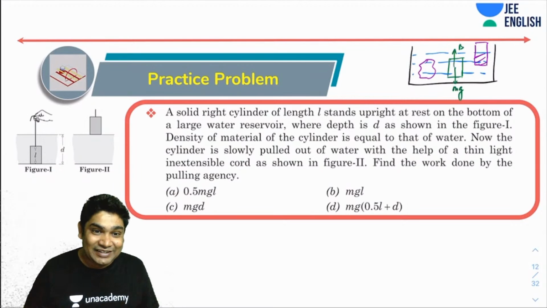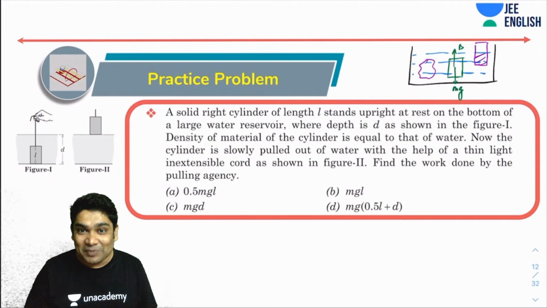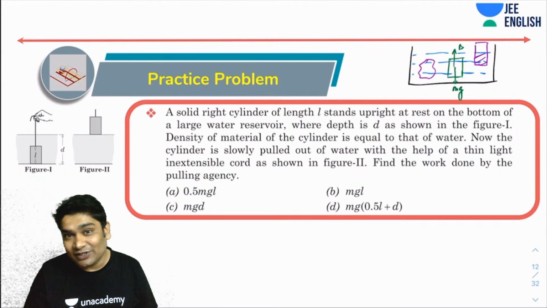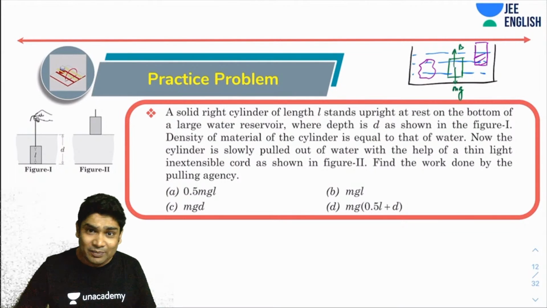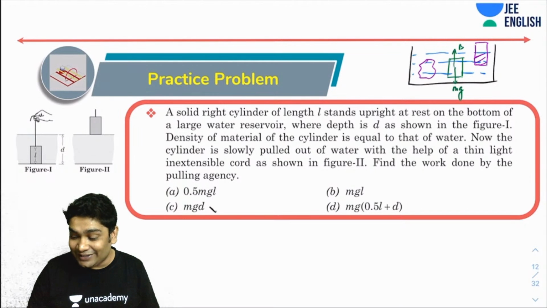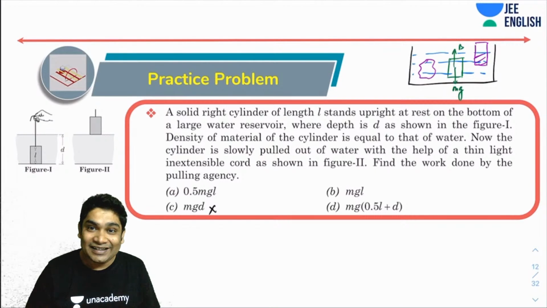MGL or 0.5 MGL. So which one? You have to pick one. No, it cannot be both, and you have to mark one. Of course, C does not even make sense. So I can simply eliminate C. Right? I can immediately eliminate C.